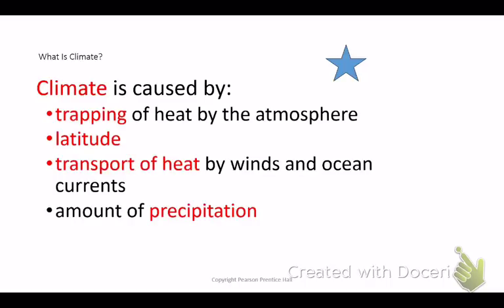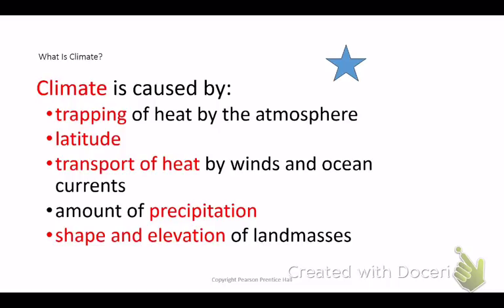So there are 5 things that cause climate to be the way it is, so make sure you write them down before you listen. Climate is caused by 5 things. The trapping of heat by the atmosphere. So there is a warmth to certain areas of the Earth, and actually all of Earth is technically warmer than it would be without our atmosphere. So some heat is trapped in our atmosphere, and that causes climate.